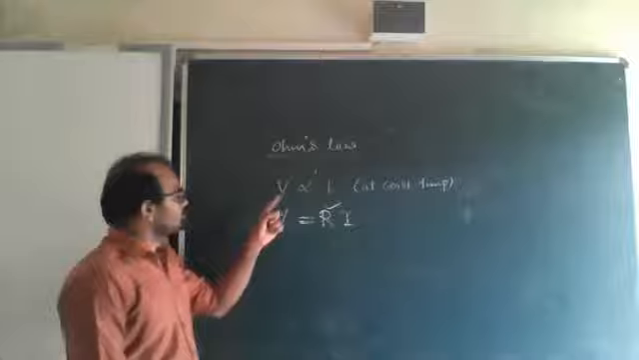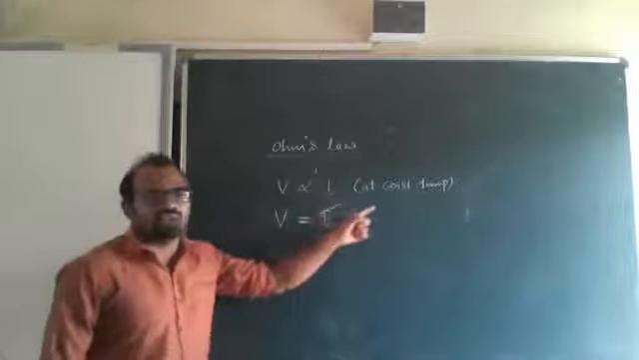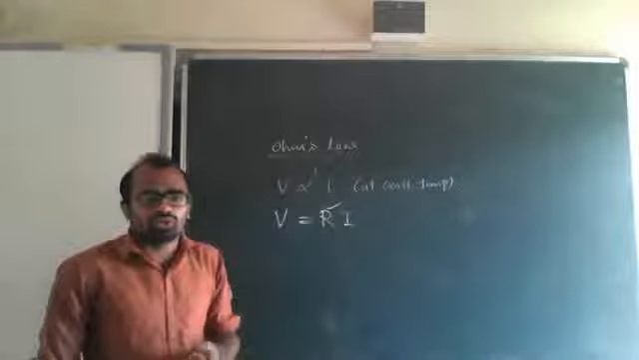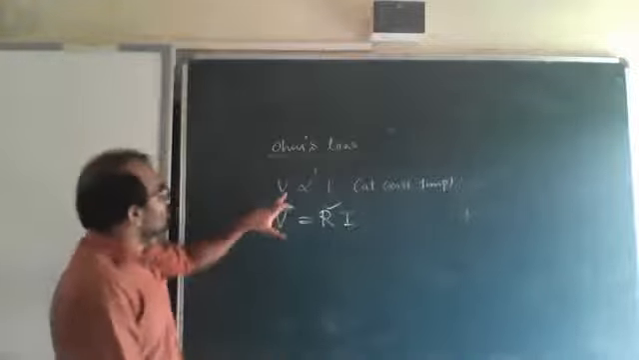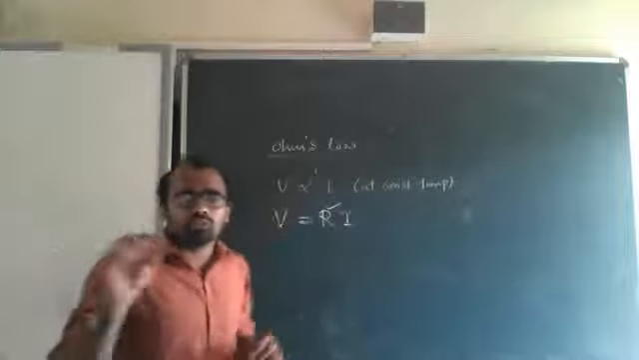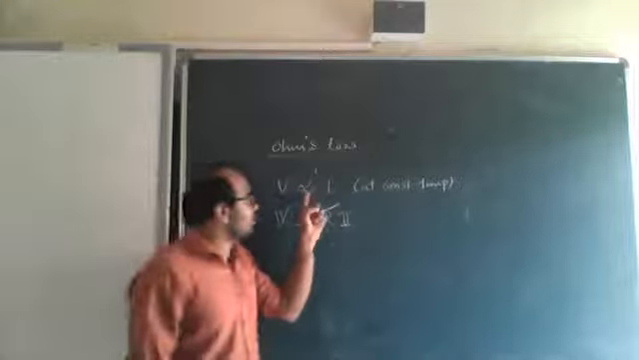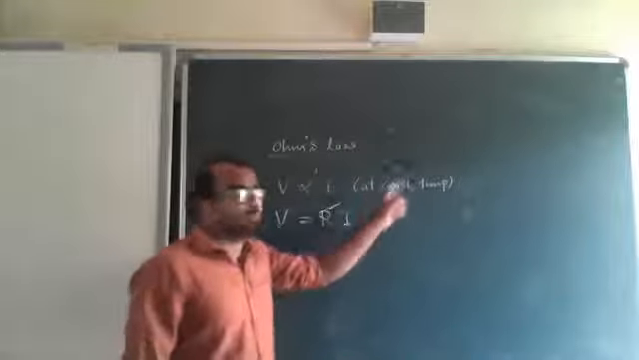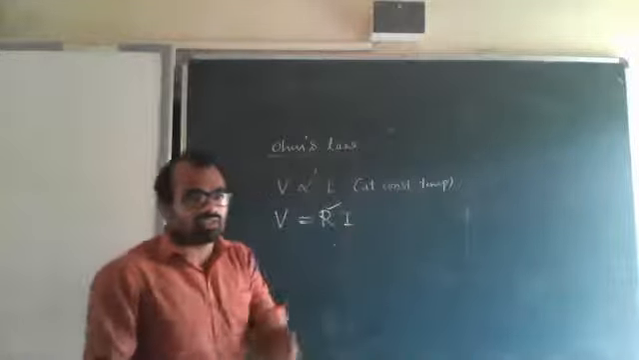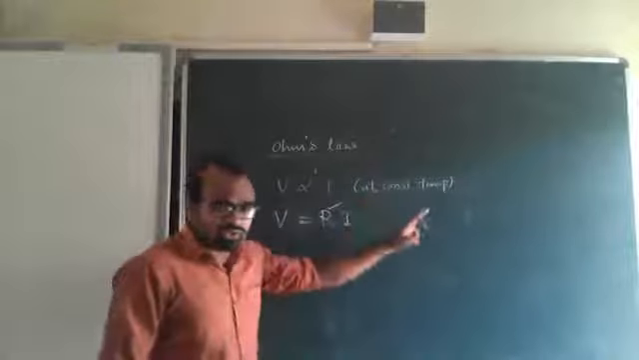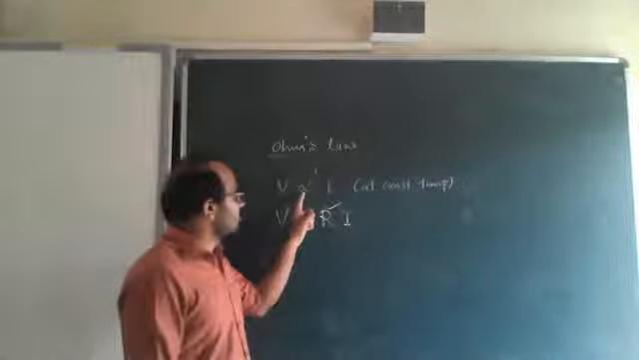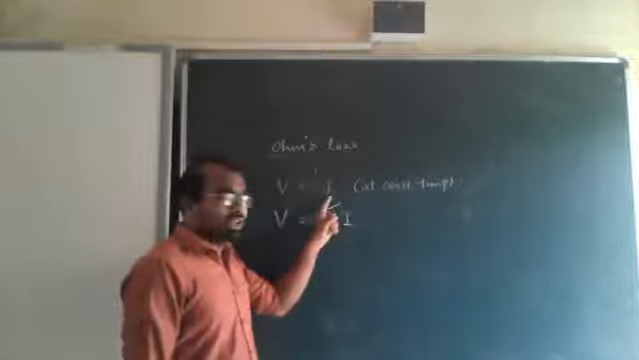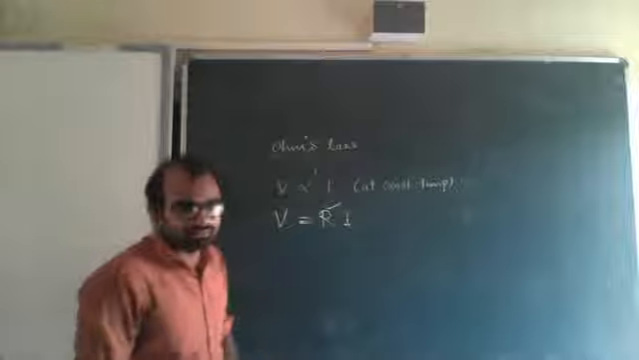The statement says that V is directly proportional to I at constant temperature. So what is V? V is voltage or potential difference. The potential difference across the terminals of a conductor is directly proportional to the current flowing through the circuit, provided the temperature remains constant. Or in other words, at constant temperature the potential difference across the terminals of a conductor is directly proportional to the electric current flowing through it.